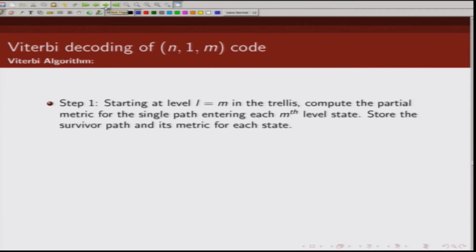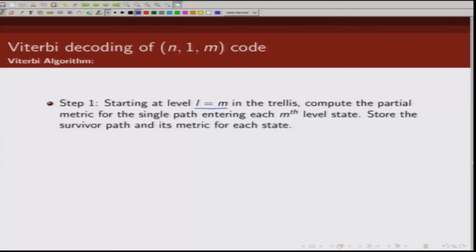So, to summarize, how does this Viterbi algorithm work? Let us say we start at time L up to m. Note that up to the memory order there is only one path from the initial all 0 state to any other state. So, starting at time up to L equal to m in the trellis, we compute the partial path metric for the single path from the all 0 state to any particular state, and we store the survivor path as well as the metric value for that particular state.